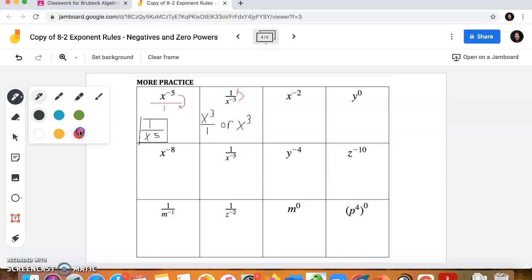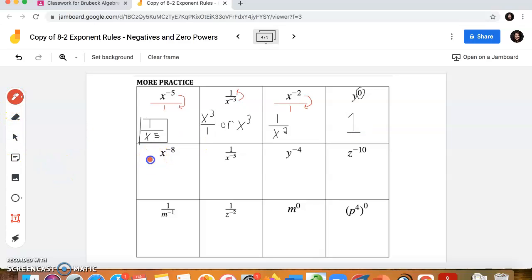For the next problem, we don't have a line, so we need to create a line, and then we're going to cross the line. So we're going to bring that x to the bottom. We're going to have our line. The x is going to come to the bottom, and we're going to change it to a positive 2, and we'll put a 1 on the top, and that's our answer. Here it's raised to the power of 0, so our answer is just going to be 1.